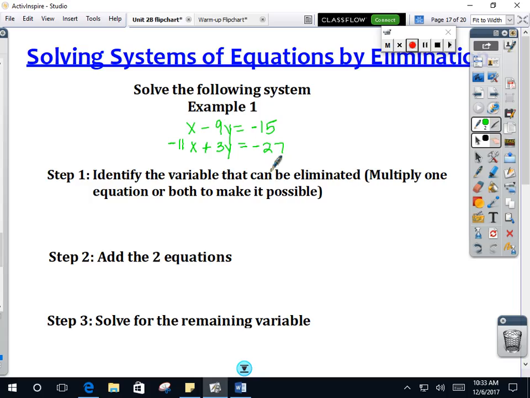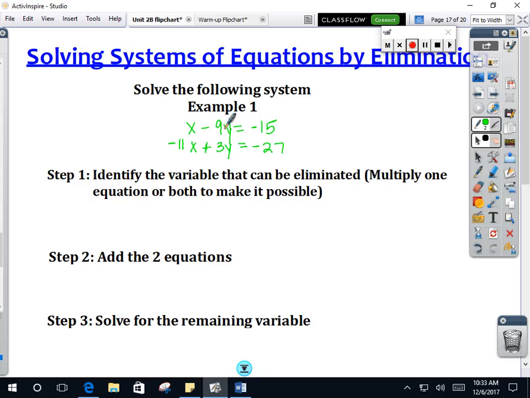No, because look, the x has what number beside it? An understood positive 1. But this x has a negative 11. Those are not going to cancel out when we add them, correct? And then the y has a negative 9, and this y has a positive 3. So those are not simply going to cancel out.